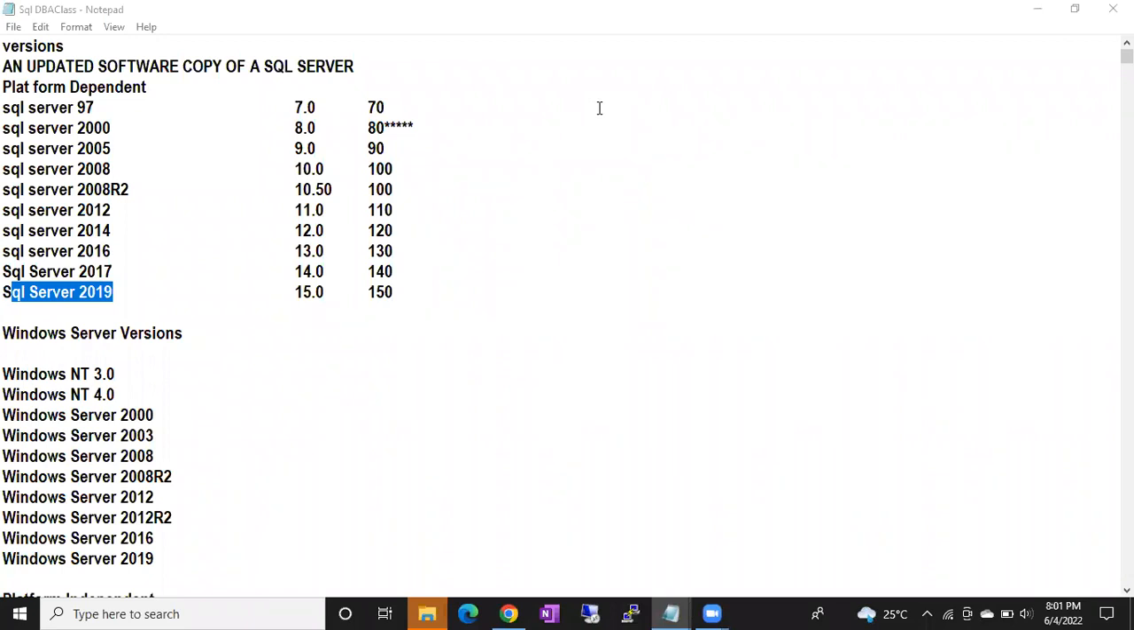Just guess it, no problem. Just a guess, no issues. Sir, is it the latest version or upcoming version? You can say 2019 is the latest version. You can call it an upcoming version, at least upcoming version. 2022 upcoming version. Okay.